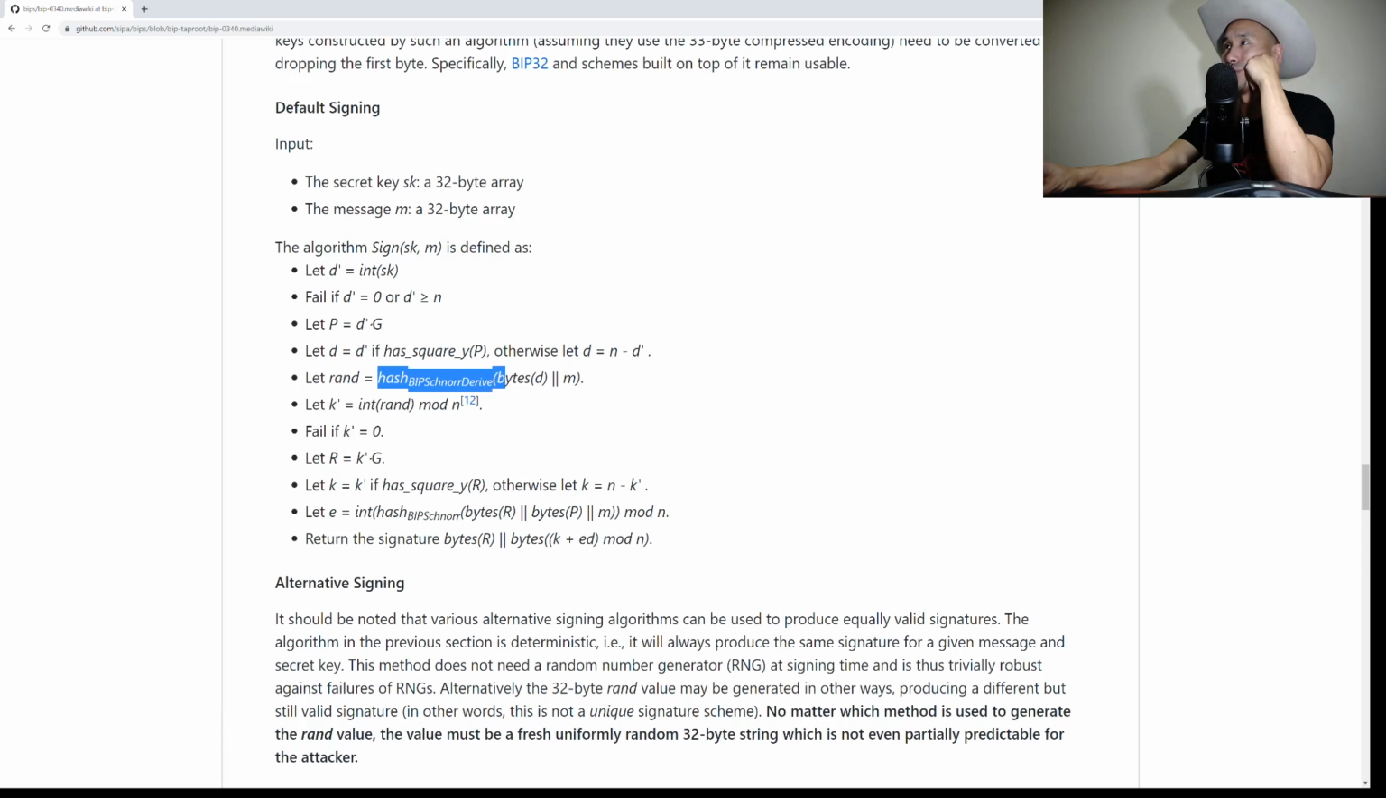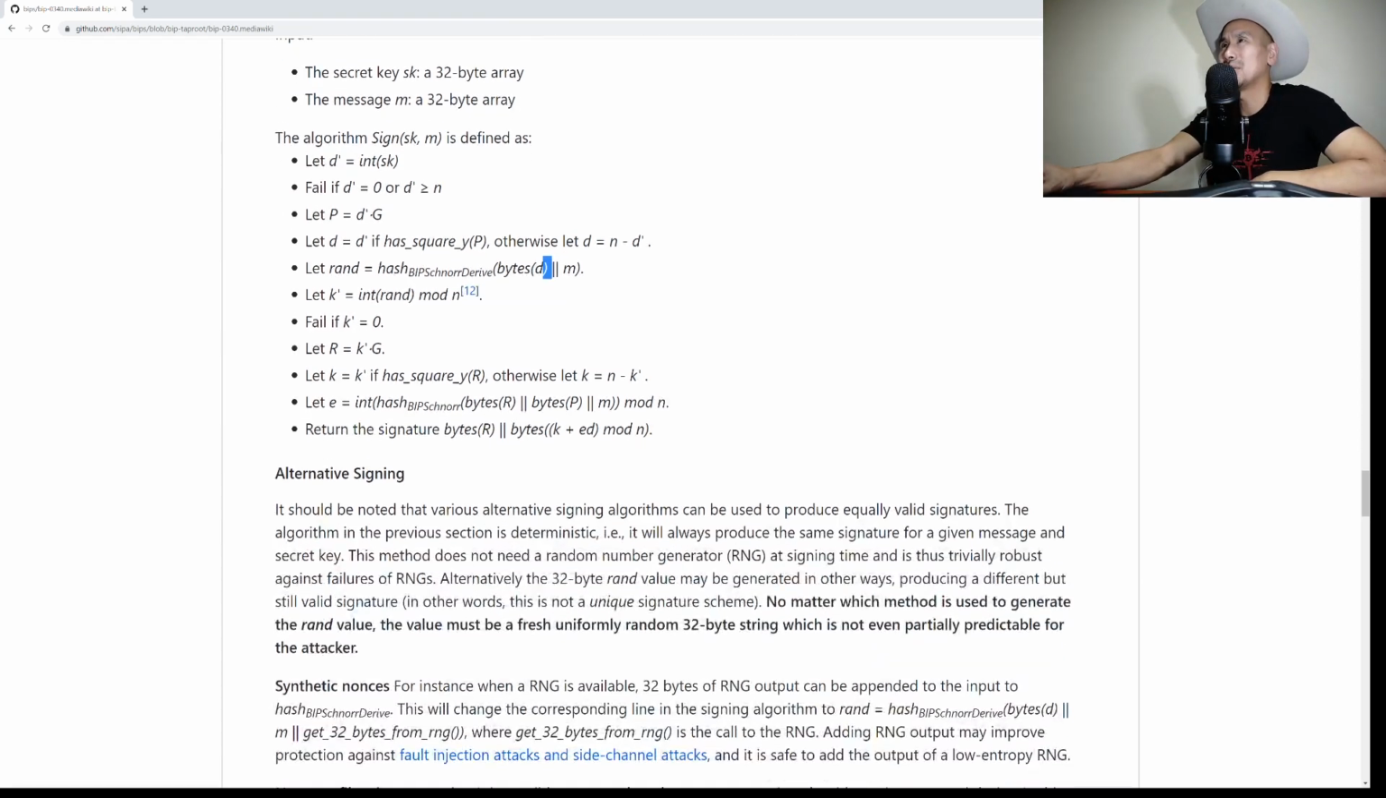and the reason why Schnorr signatures are so elegant is that you can just use a hash, and this is the BIP Schnorr derived hash, and it's essentially taking the bytes of d, which is the inverse function for int of sk, and concatenating it with the message, and that's our k'. Let R equal k' times G. So it looks like this is a deterministic k generation, which is great because you want that instead of choosing a k at random. You make sure that k' has a square, otherwise n minus that.